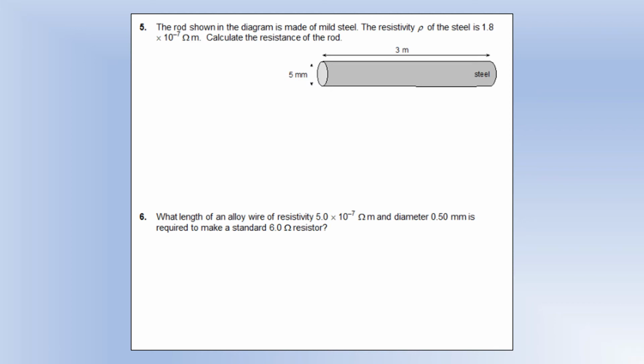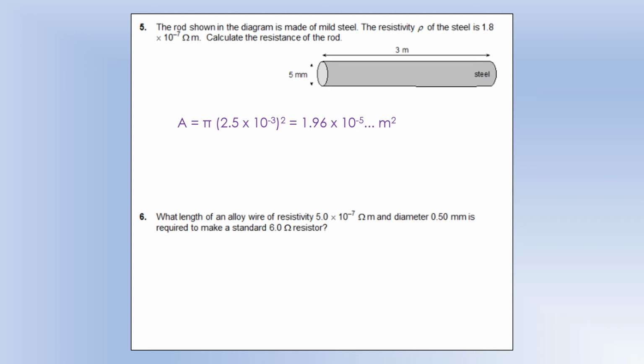So the rod shown in the diagram is made of mild steel. The resistivity of the steel is 1.8 times 10 to the minus 7. Calculate the resistance. So first thing I'm going to do is calculate the area. I'm halving the 5 millimeters to get the radius because we're doing pi r squared. We're modeling the cross-sectional area as a circle, remembering to convert into meters.